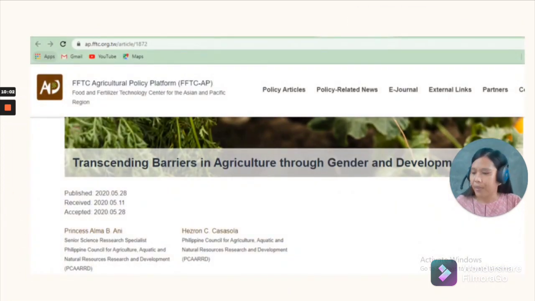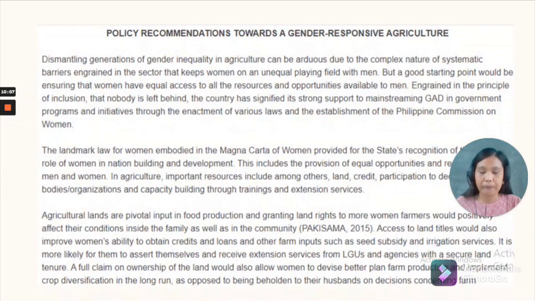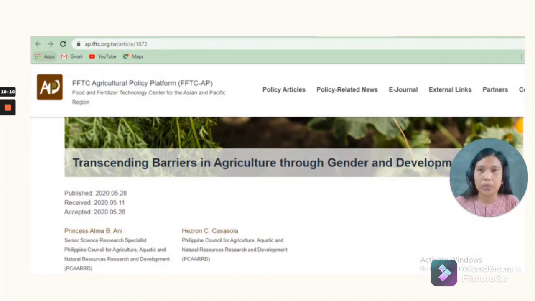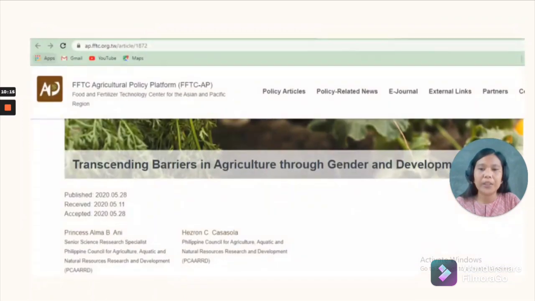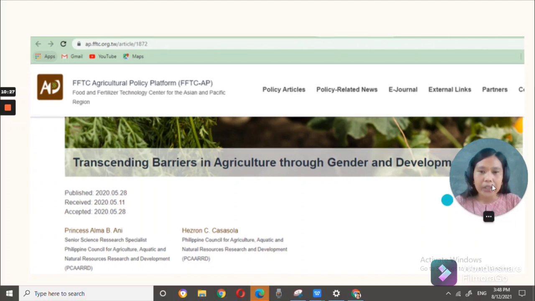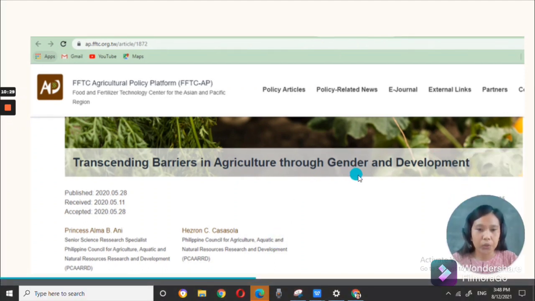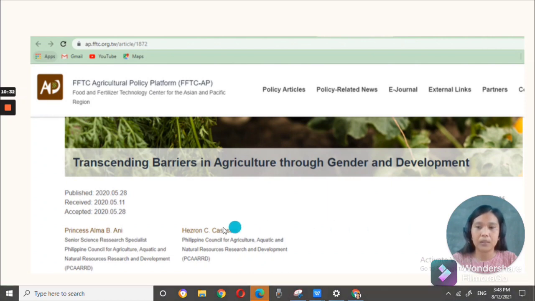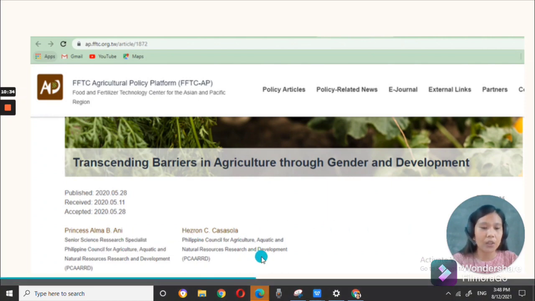Okay, so before we further go to fertilizers, what are your ideas? Probably lahi-lahi ka mag-idea, from male to female. From Kim to Adrian. Probably lahi-lahi ka mag-idea. Why is it? Because according to this study, Transcending Barriers in Agriculture Through Gender and Development, according to Annie and Casasola 2020, it's very recent.